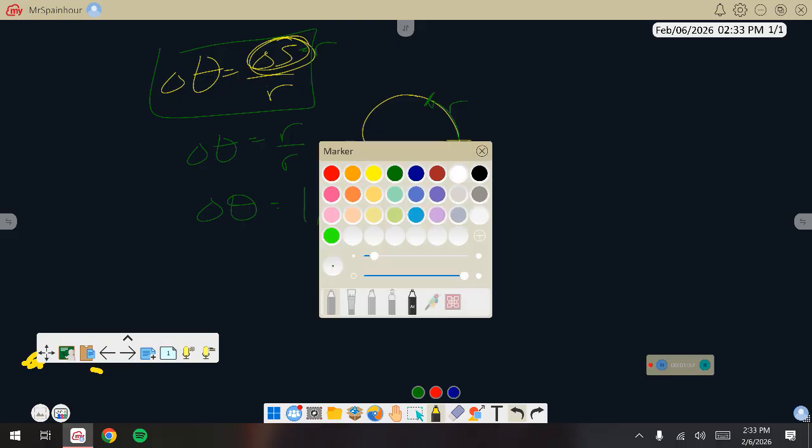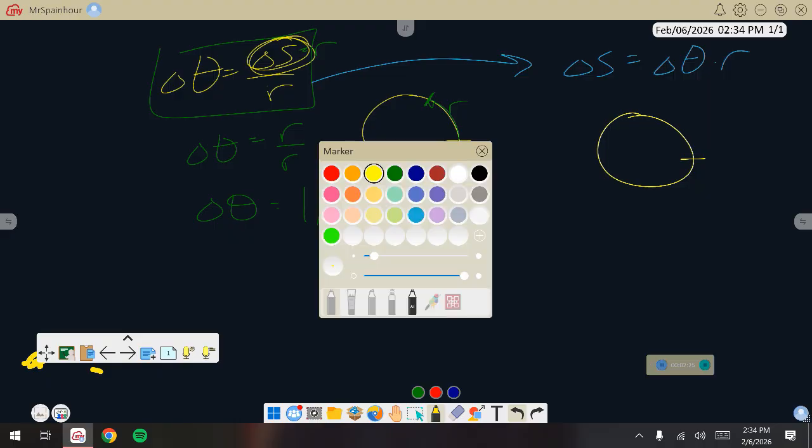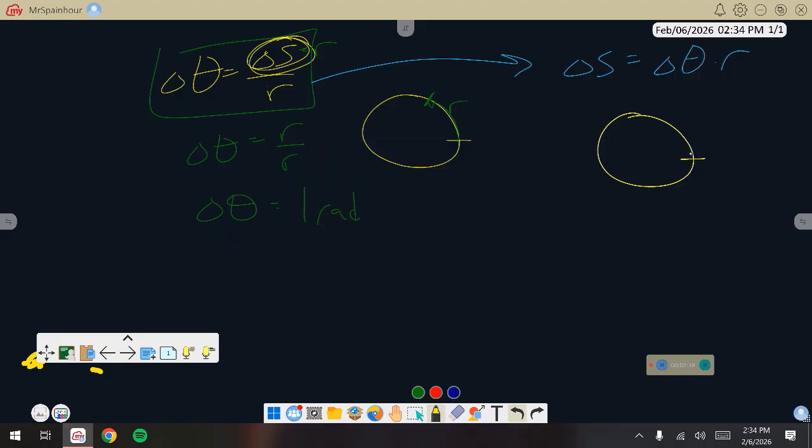To help us out on that front, I'm going to do something to this equation. Very simply, I'm just going to do a small amount of algebra. I'm going to multiply by r over here, and you would get delta S equals delta theta times r. What would those numbers be? Again, let's think about this visually. If I was just looking at a full circle, let's go back to my picture here. Let's go back to my circle. If we were dealing with the full circle, let's draw this out. Here's delta S for a full circle.